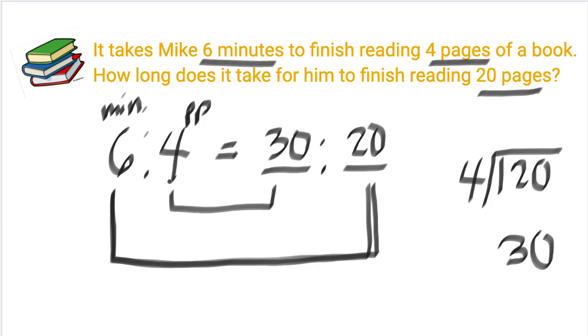If you have 4 pages, you will have 6 minutes to finish reading. But if there's an increase in the number of pages, from 4 it becomes 20, of course, there will also be an increase in the time. From 6 minutes, it will now become 30 minutes. So therefore, this is a direct proportion.